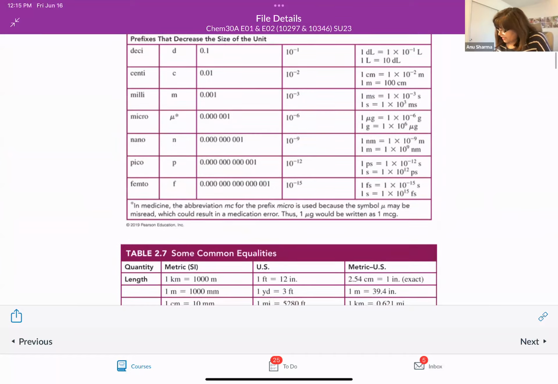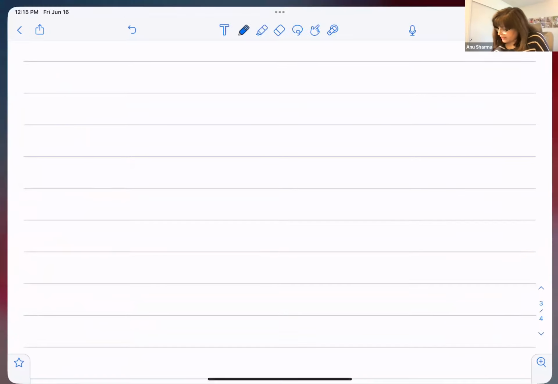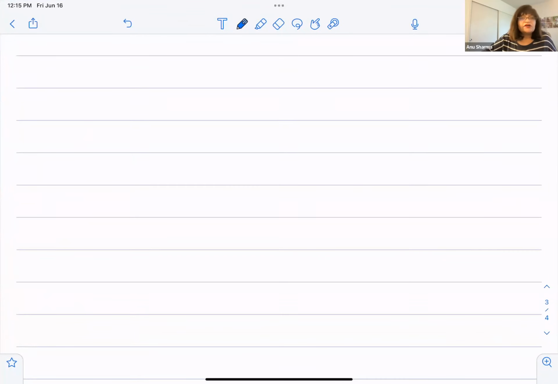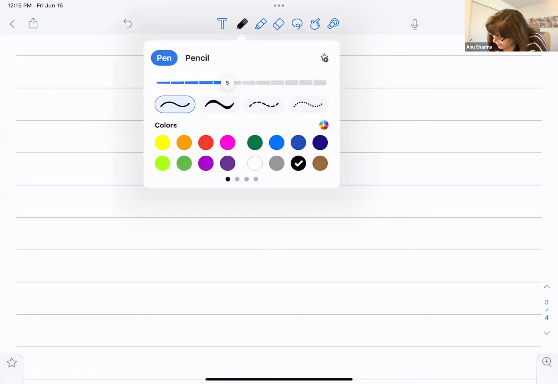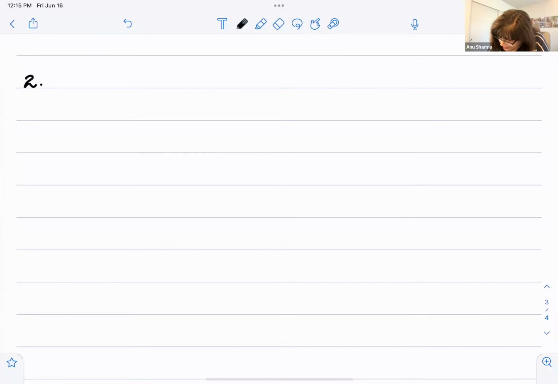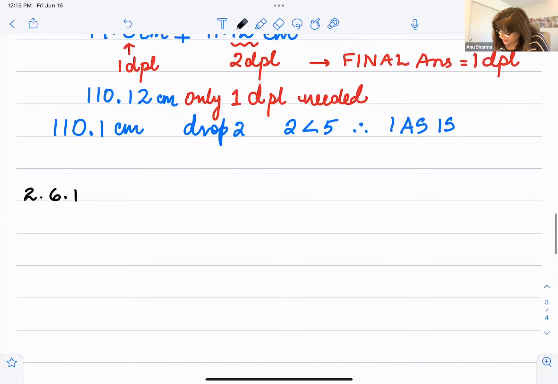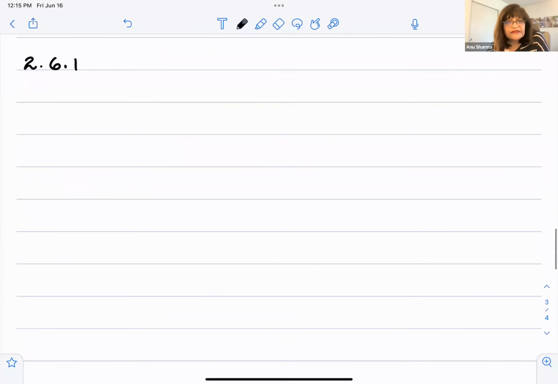All right. Now let's do this problem. Okay, so the next problem is using dimensional analysis, simple conversions. This is exercise problem 2.6.1. And this is using dimensional analysis, doing the conversions. So conversions between the units.